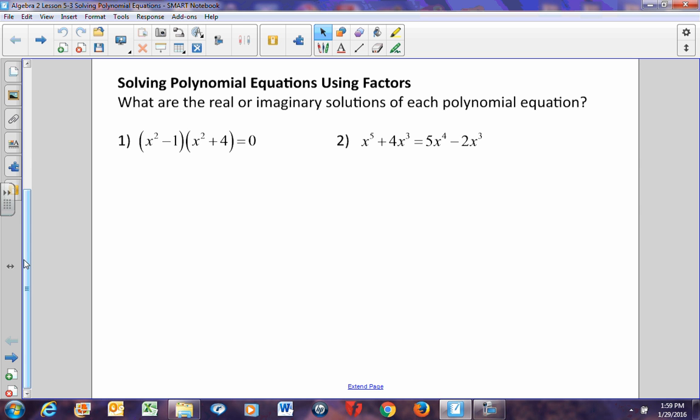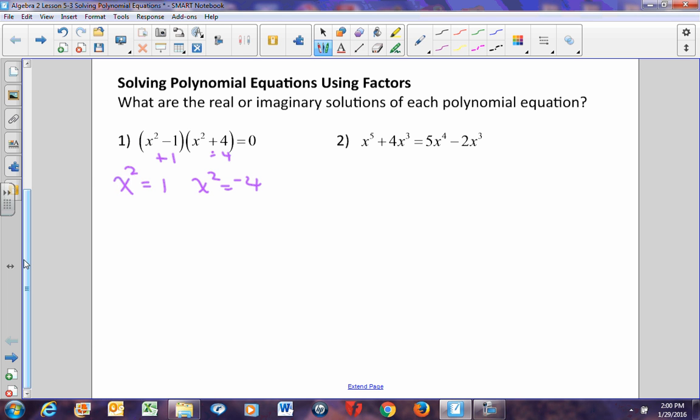The first one here is already set equal to 0 for us, and it's already factored pretty much, so all we have to do is solve it for x. In each case, I can solve each one for x. Remembering back to when we first learned how to solve quadratic equations, we can solve them by taking the square roots. So I can have x squared equals 1 and x squared equals negative 4, because I add 1 and I subtract 4, since they're both set equal to 0.